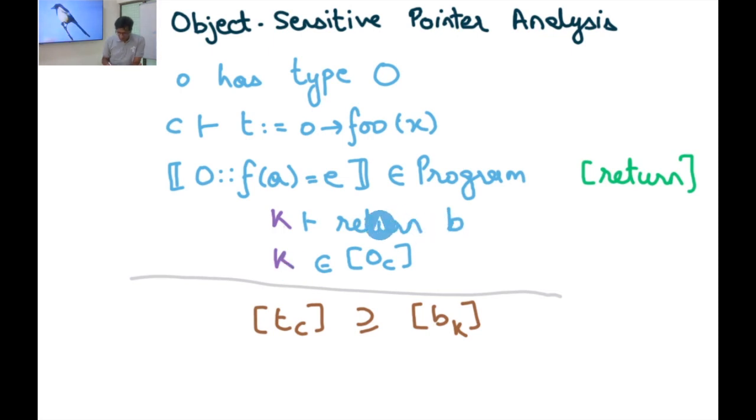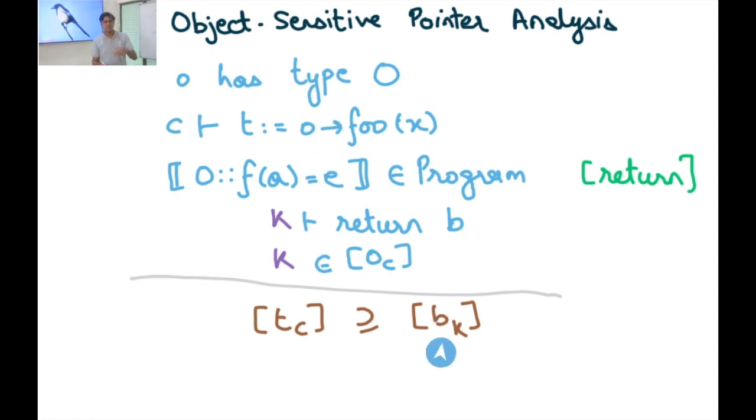So if I'm evaluating the return statement in some context K, then the value B in this context K will be used to update the value T in the context C. In other words, TC's points-to set should be updated using BK's points-to set. Said differently, the points-to set of TC should be a superset of the points-to set of BK. Once again, K is a context in which the body of F was evaluated, which is defined by one of the abstract objects that OC could have pointed to during the function call dispatch.